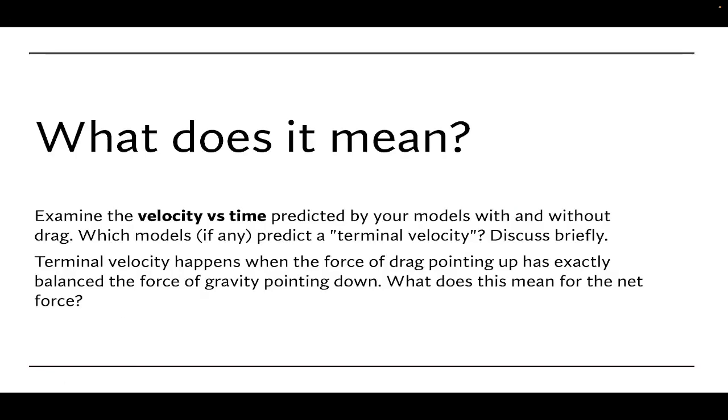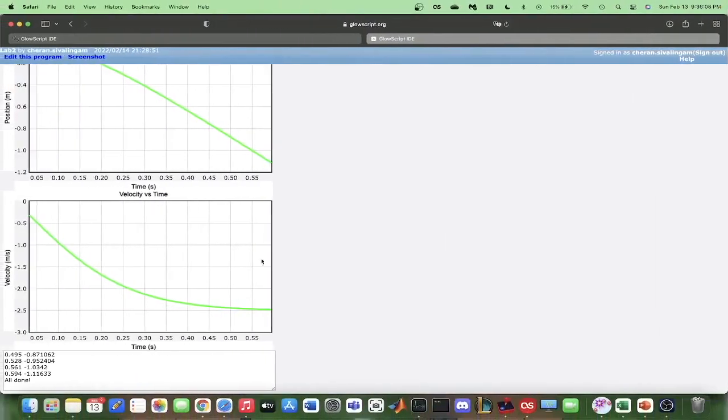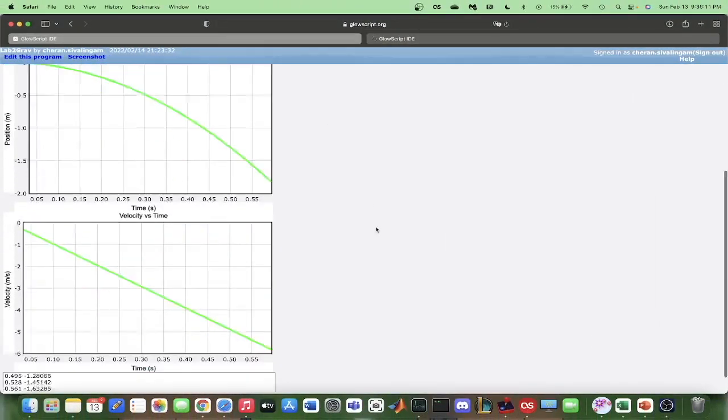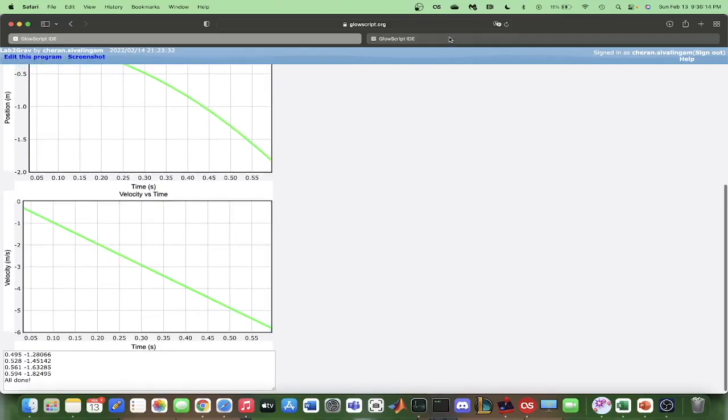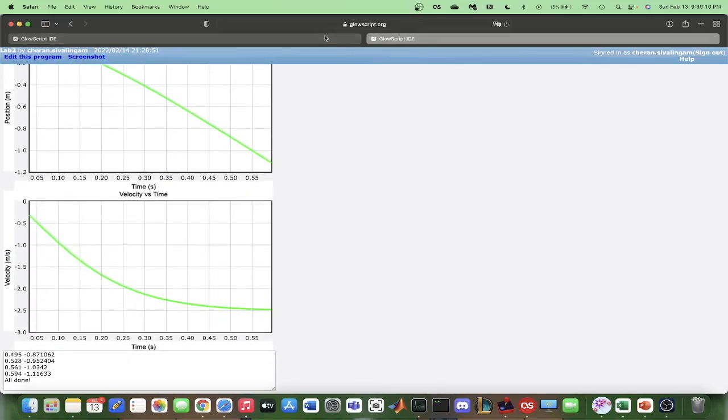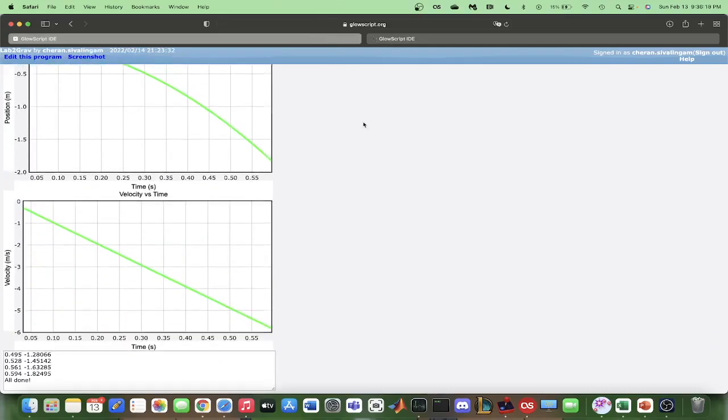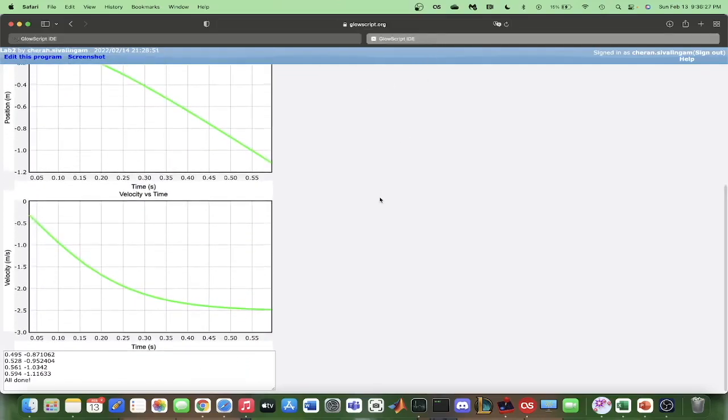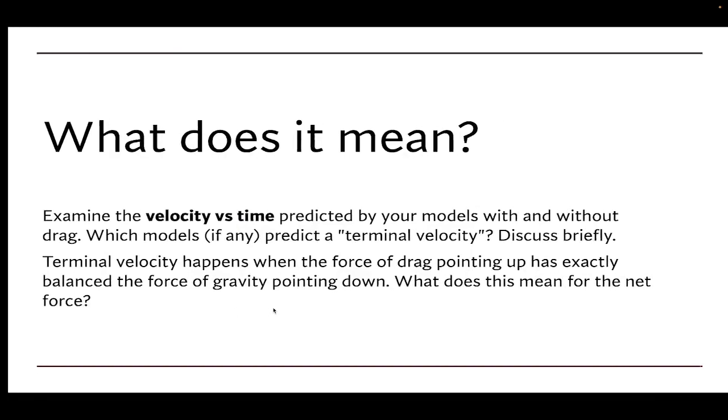So what does this mean? As you can see, observing the velocity versus time of the first model and the second model, we can see that the first model does not predict a terminal velocity and rather predicts a constant change in velocity throughout the entire time. Whereas you can see in Model 2, the velocity begins to taper and stay relatively constant near the end of the time, indicating that Model 2, which accounts for both the force of gravity and the force of drag, is the one that predicts terminal velocity.